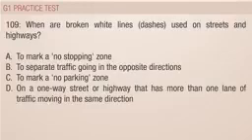Question 109. When are broken white lines, dashes, used on streets and highways? A. To mark a no-stopping zone. B. To separate traffic going in the opposite directions. C. To mark a no parking zone. D. On a one-way street or highway that has more than one lane of traffic moving in the same direction.